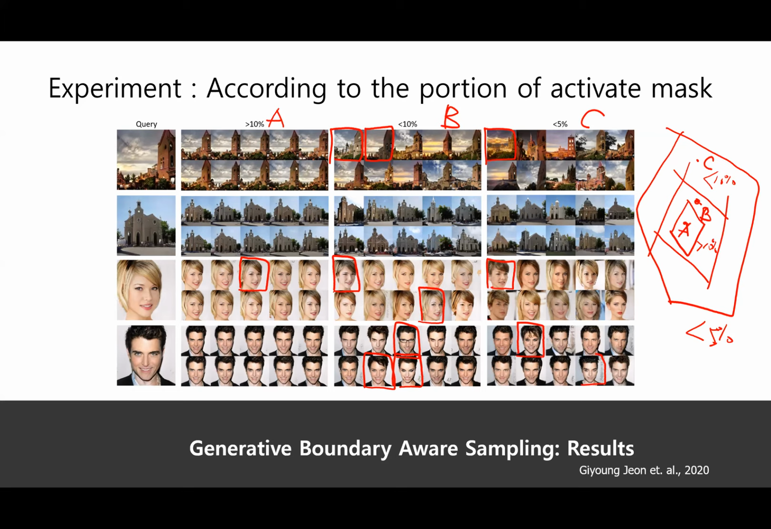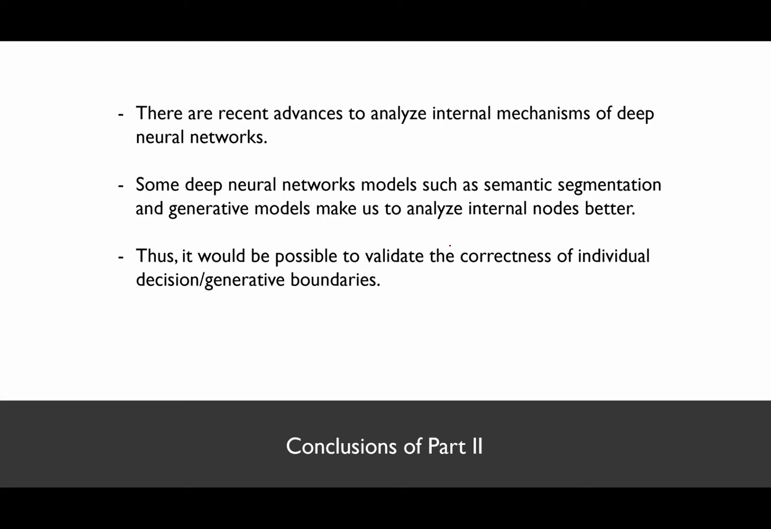So in this part, we see that there are recent advances to analyze the internal mechanisms of deep neural networks. Some deep neural network models, such as semantic segmentation and generative models, allow us to analyze internal nodes better. So it's possible to verify the correctness of individual decisions and generative boundaries better than before. This is a reference.